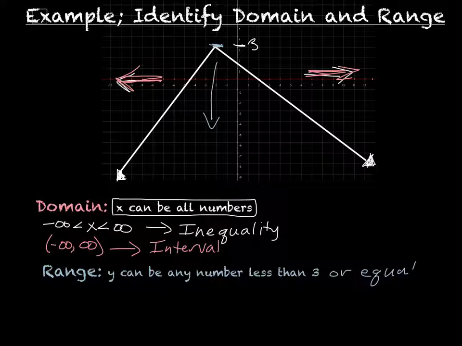Okay, so if I were to write that as an inequality, I would have negative infinity, because it's negative forever, is less than y is less than or equal to 3. And that would be an inequality.